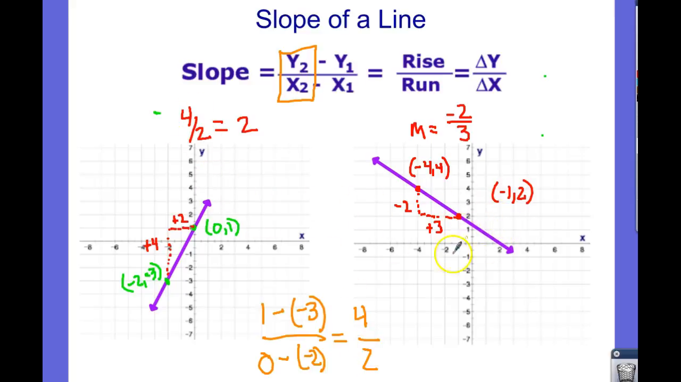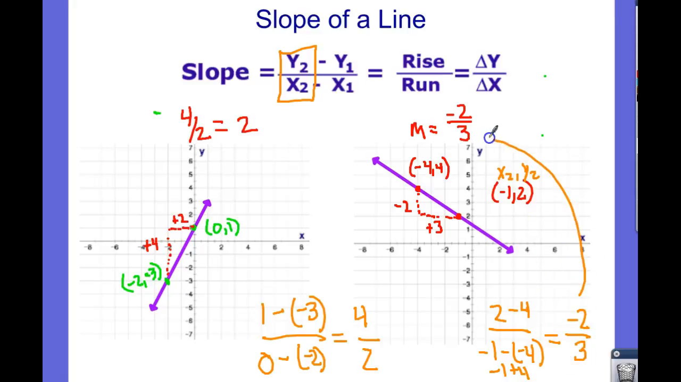Same thing here. If we go from left to right, that means this is my second point. This is my second point here. So here's y2, x2, and that's x1, y1. So we got 2 minus 4 and -1 minus -4. 2 minus 4 is -2. -1 minus -4 is the same as -1 plus 4, which is a positive 3, which is what we got.